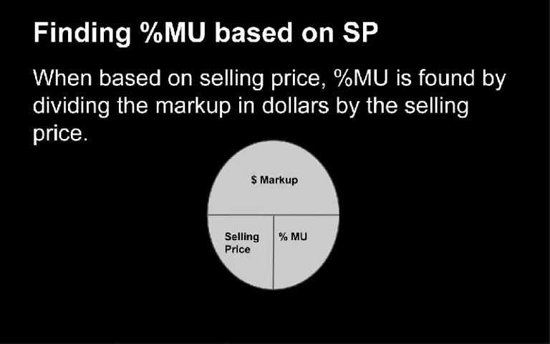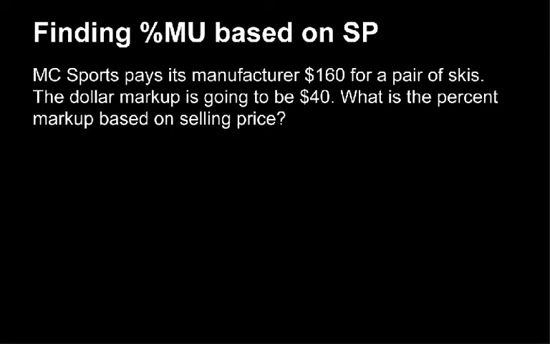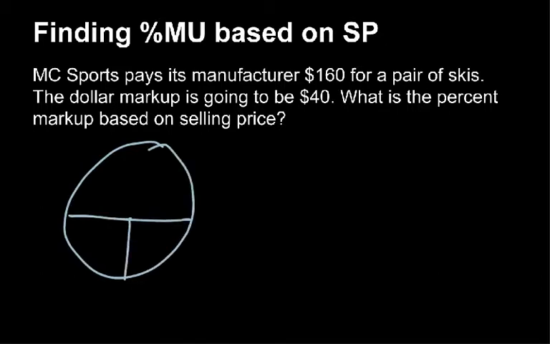So for the first few questions, we're going to use this one where we have selling price as the base and we're finding the percent markup. An example would be MC Sports pays its manufacturer $160 for a pair of skis. The dollar markup is going to be $40. What is the percent markup based on selling price? In order to do this, we're going to make our PBR circle, and remember we were using dollar markup on the top, percent markup for the rate, and selling price as the base. Now it tells us our dollar markup is going to be $40, so we can plug that in.